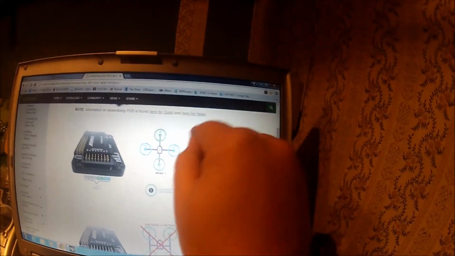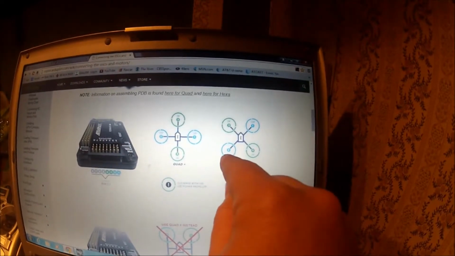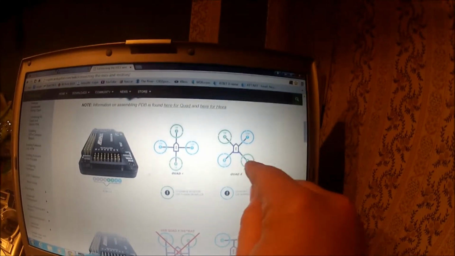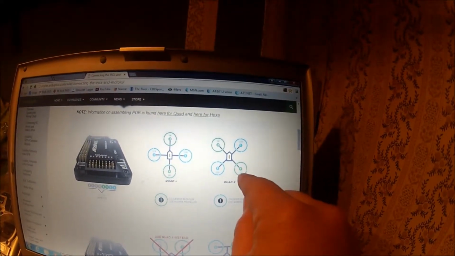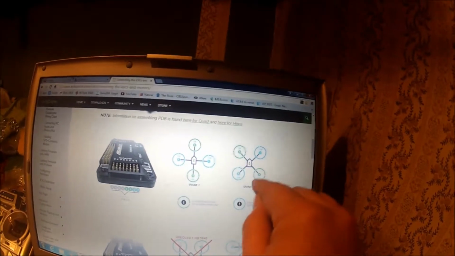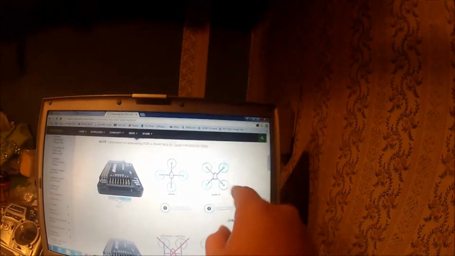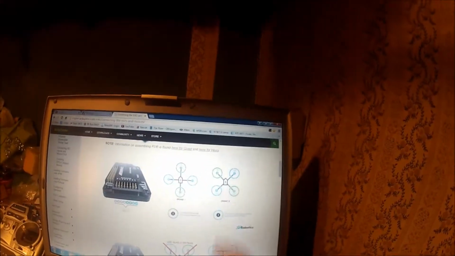So in, in. And then your rear motors go out. Number two motor goes counterclockwise and the number four motor goes clockwise. So number one, in; number three, in; number two, out; and number four, out. Basically, your front two motors both go in, and your rear two motors both go out.